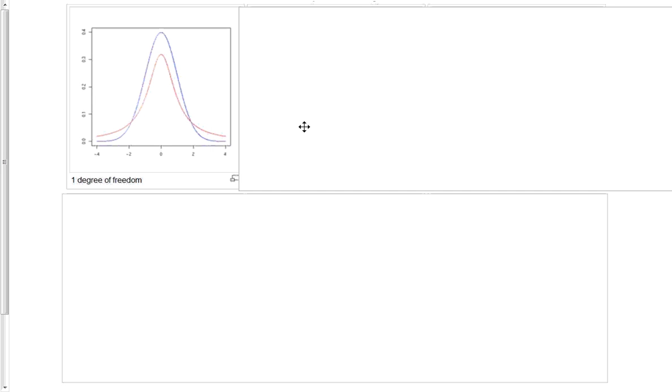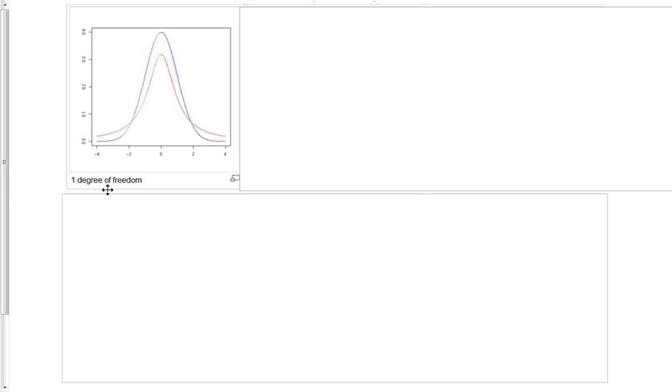Before we do that, I want to introduce you to a new curve called the t-distribution. So what we've been looking at is the standard normal curve, or the z-distribution. Now we're going to look at t. It turns out that t is not one curve, but a family of related curves. The blue curve here is the normal curve, and the red curve is one of the t-curves.